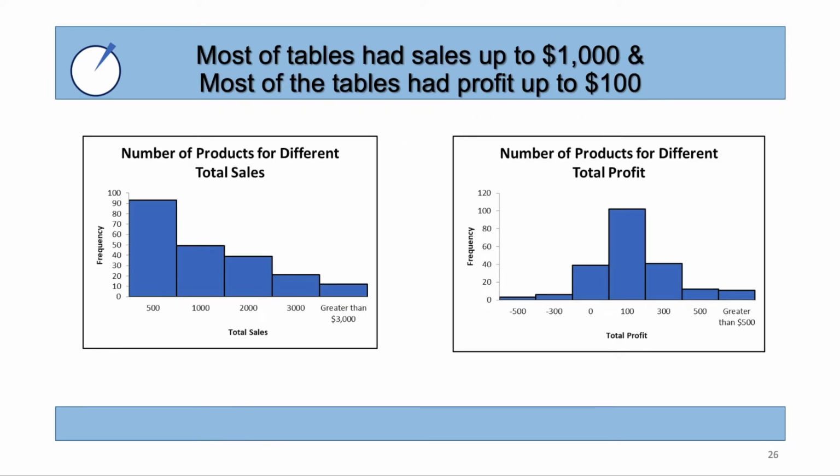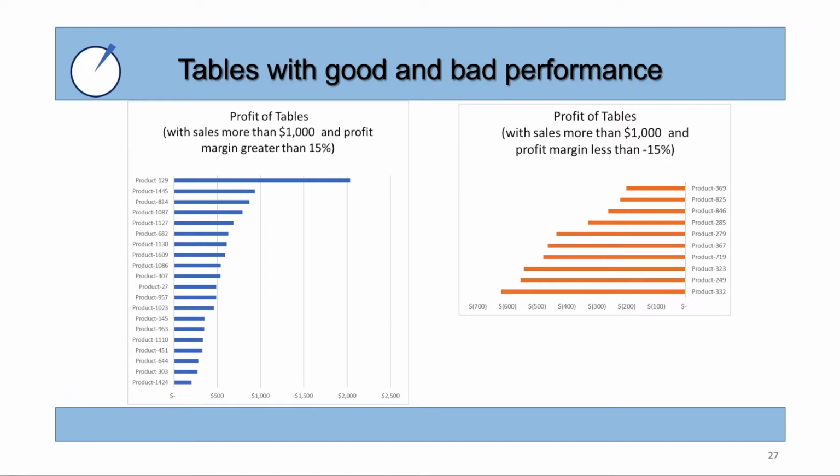However, if we take a look at the two histograms we have here, we can see that the one on the left tells us that there are lots of tables that result in up to $1,000 worth of sales. But the histogram on the right shows us that most tables only actually result in about $100 worth of profit. Alright, so we can now break it down even further just into profit compared to specific table product names.